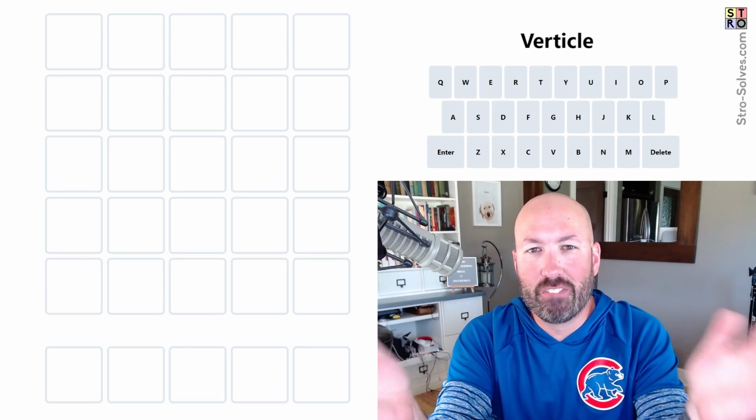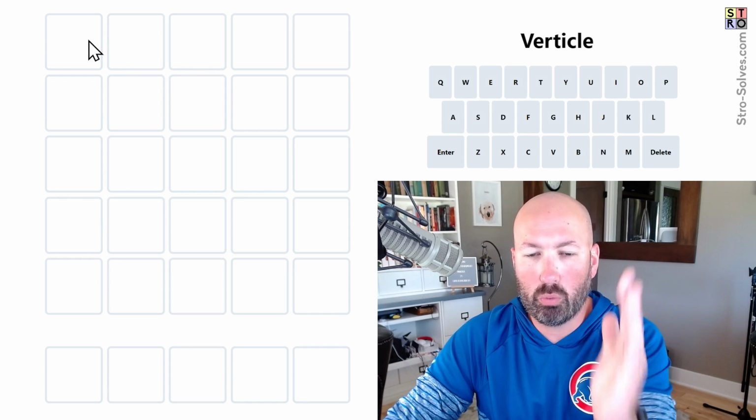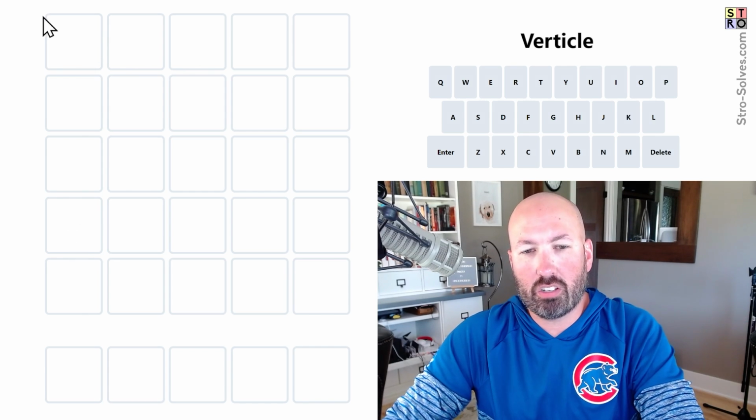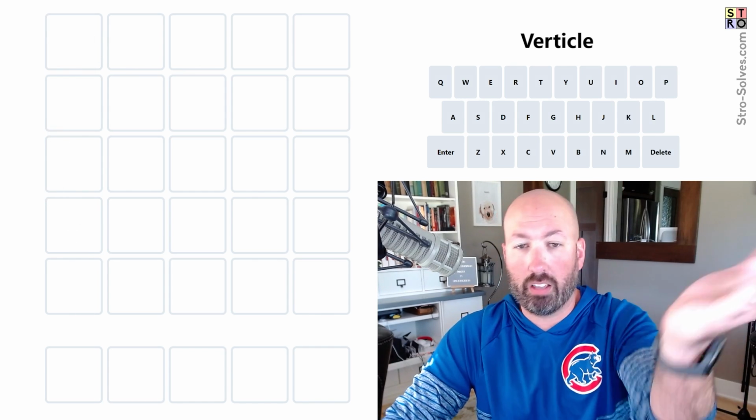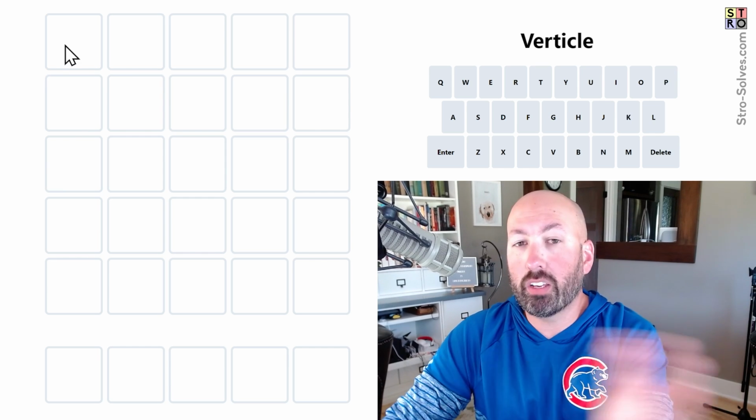All right, I'm looking at another vertical today. So the way this puzzle works is you guess words like Wordle, but your guesses are all vertical instead of horizontal, as the name of the puzzle would imply. Now, the coloring is still like normal Wordle.